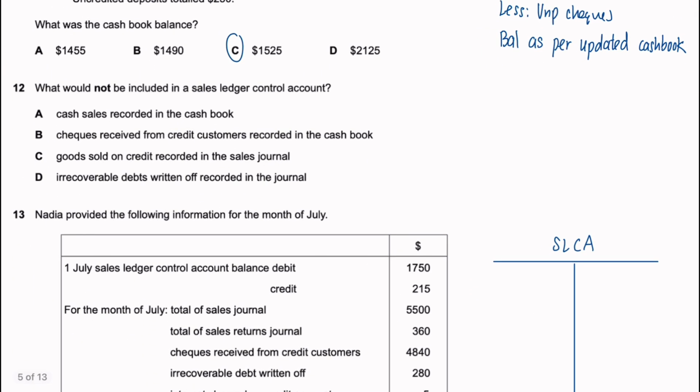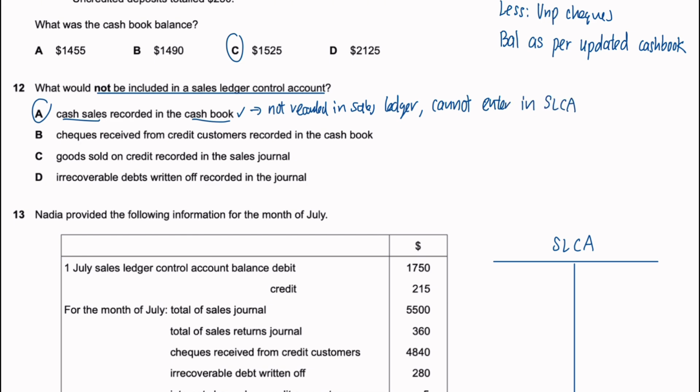Moving on, question 12. What would not be included in the sales ledger control account? A, cash sales recorded in the cash book. This is the answer already. This you will not record in the sales ledger control account. Why? Because cash sales are recorded in the cash book, so they are originally not recorded in the sales ledger. So it cannot be entered in the sales ledger control account. B, checks received from credit customers, goods sold on credit recorded in the sales journal, irrecoverable debts. These are all items that can appear in the sales ledger control account to check the arithmetic accuracy.